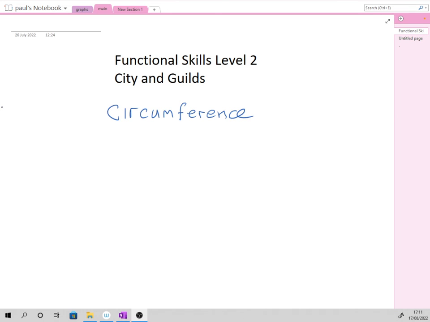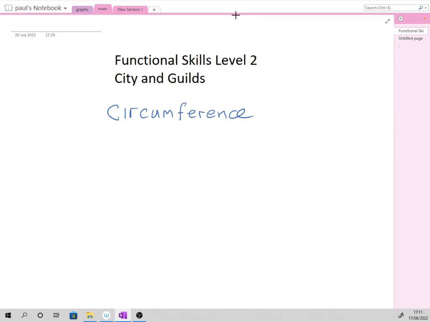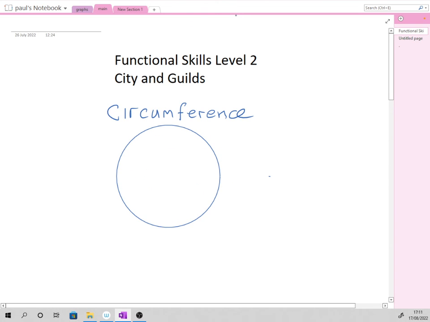Hello. Right. This one is moving on from the perimeter lesson previously, and this is circumference. Now, circumference is to do with circles. All the way around a square shape, or a rectangular shape, or a triangular shape is called a perimeter. But when it's a circle, it's called the circumference.